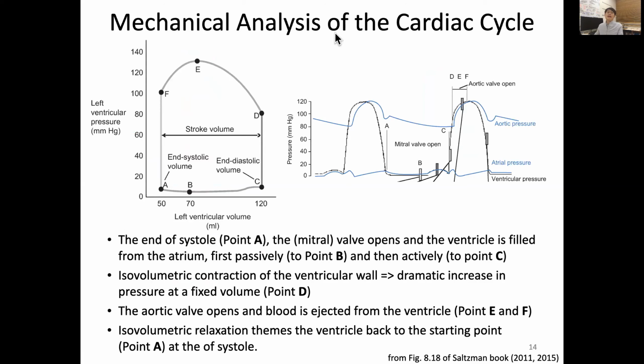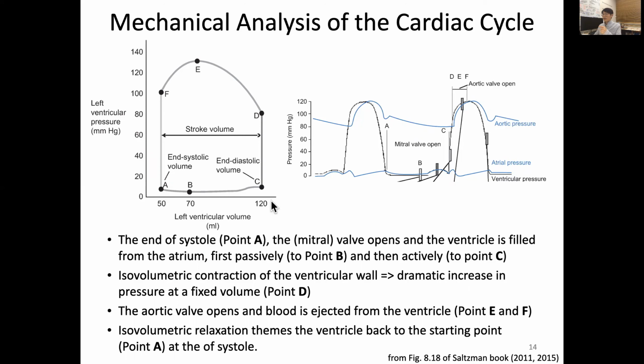So mechanical analysis of the cardiac cycle can be done by drawing pressure on the Y-axis and left ventricular volume on the x-axis. The end point of the systole, which is point A, the mitral valve opens, and the ventricle is filled from the atrium, first passively, A to B, and then the atrium actively starts to press and fill until point C.